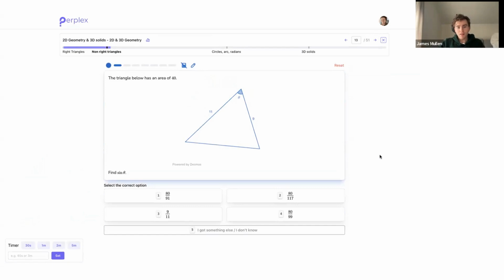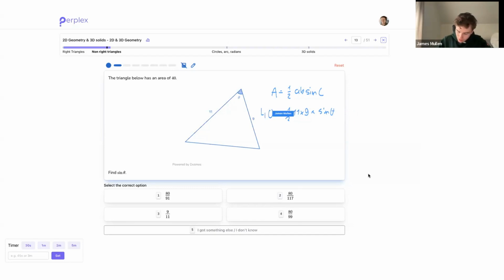So I'm going to give you maybe, let's say, 30 seconds to do this example. I have two sides and the angle between them, which means that the area I can write as half AB sine C, or in this case, half 11 times 9 times sine of theta. And that's supposed to be equal to 40.